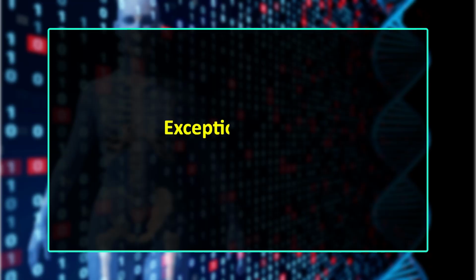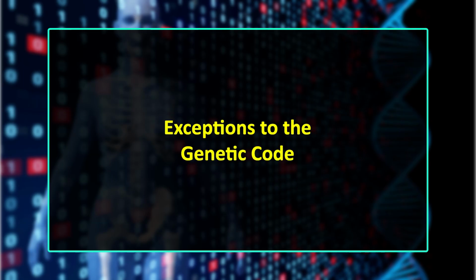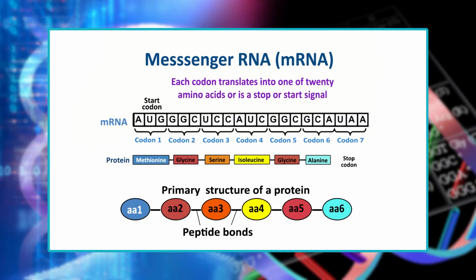Dear students, let's discuss now the exceptions to the genetic code. The genetic code is universal since similar codons are assigned to identical amino acids, along with similar start and stop signals, in the majority of genes in microorganisms, plants, and animals as well.